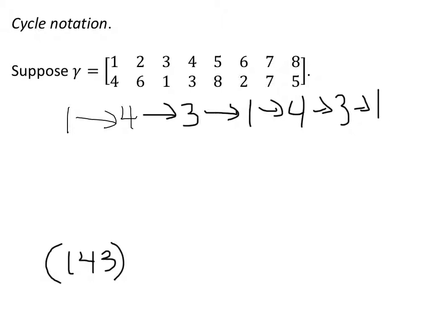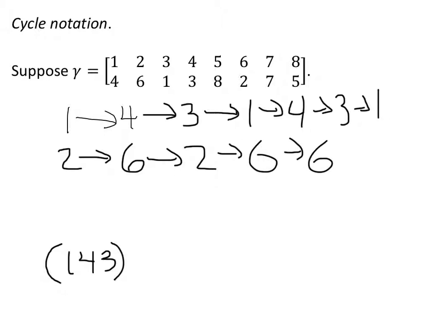What we can do now is look for elements that we haven't used. So I've used 1, 4, and 3. I have not used 2, so let's see what happens to 2. Well, 2 maps to 6, right? So we'll write 6 down here. 6, on the other hand, maps back to 2. And then we would go 2, 6, 2, 6, and so on. So we would say 2 goes to 6, 6 goes back to 2, so we close our parentheses.